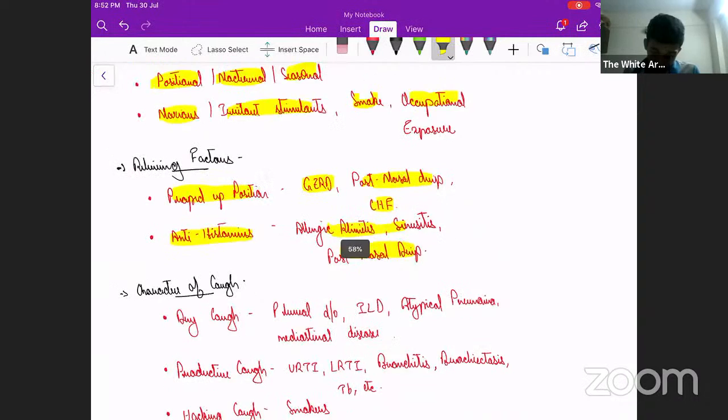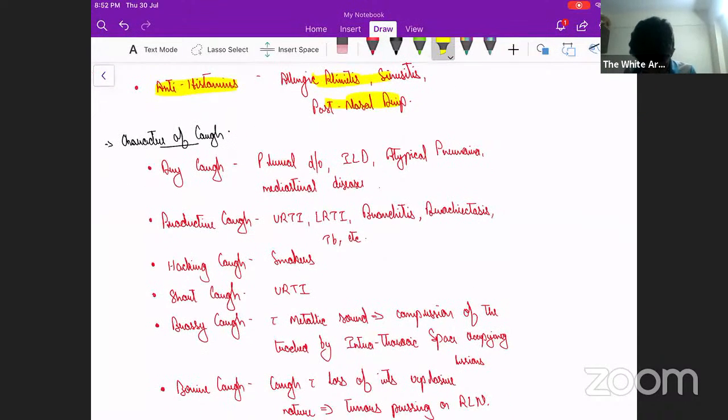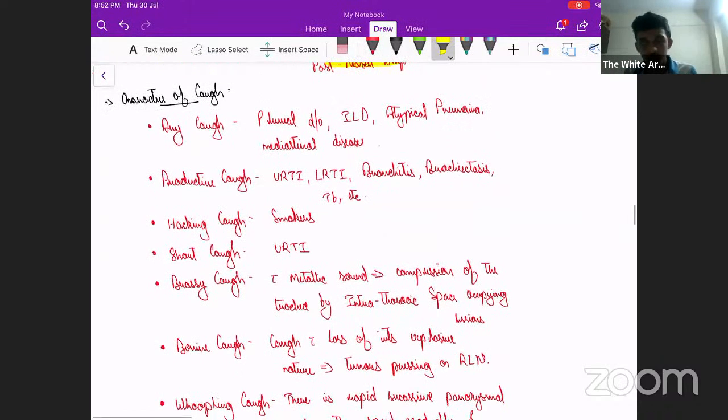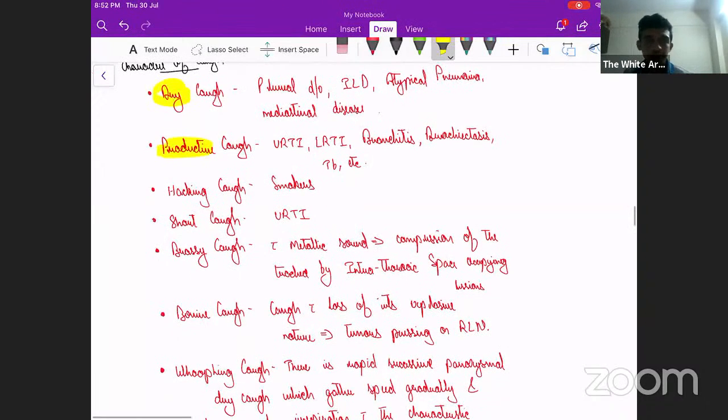Okay. Next comes character of the cough. So this is a very important question asked in your VIVA external examination. They'll invariably ask this. First is dry cough. So this you'll think of any atypical pneumonia, pleural disorder, any mediastinal disease, all those things wherein there will be dry cough. Okay, there won't be any secretion as such. Then comes productive cough. Productive cough, the list is like URTI, LRTI, bronchitis, bronchiectasis, TB, etc. All these things.